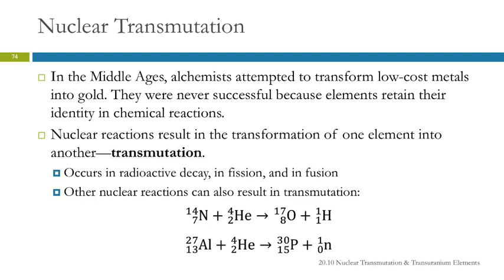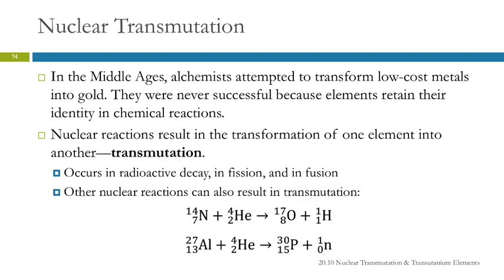In nuclear reactions, you can. One element can change into a different element. This is called transmutation. It occurs in radioactive decay, which is the natural decaying of radioactive nuclides. It happens in fission, where you're splitting atoms into smaller pieces, and it happens in fusion, where you're combining nuclei into larger ones. You can also have other nuclear reactions that result in transmutation.